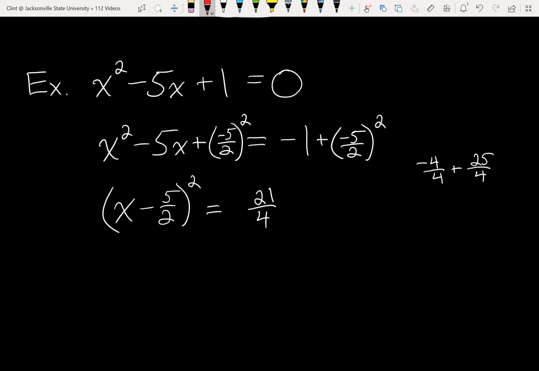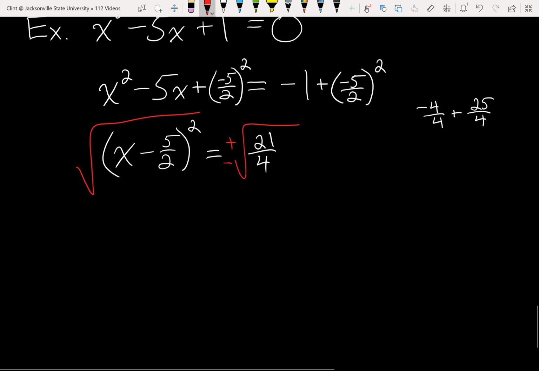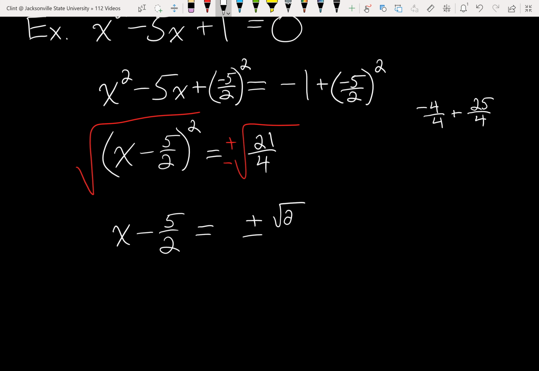Now we're going to take the square root of both sides. Easy on the left, it's a little trickier on the right, but remember plus or minus. On the left, x minus 5 over 2. It's a little uglier. We can simplify a little bit. Take the square root of a fraction, you take the square root of the top and then bottom, so we'll get plus or minus. Still just have the square root of 21 on the top. And on the bottom, the square root of 4 is 2.